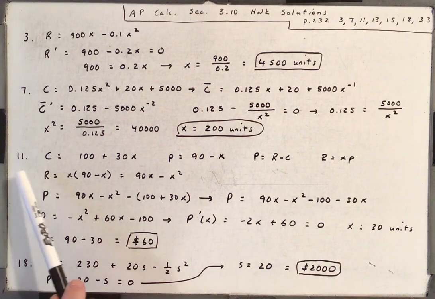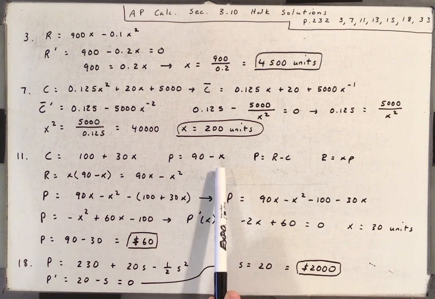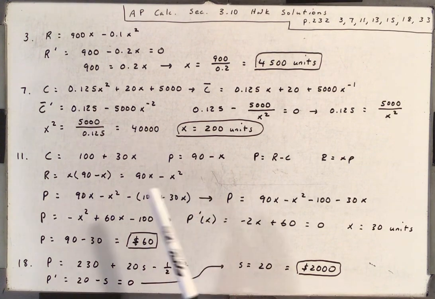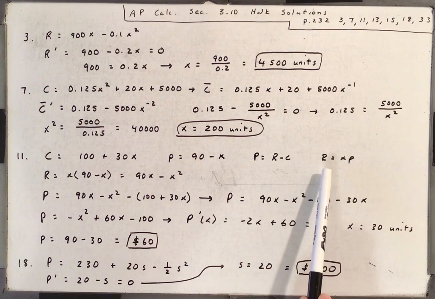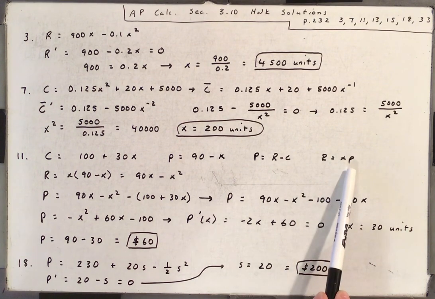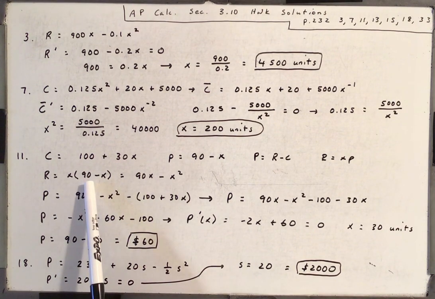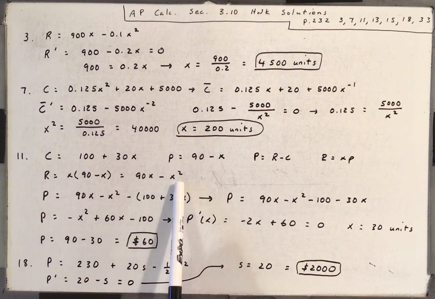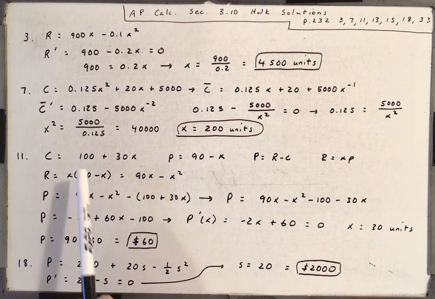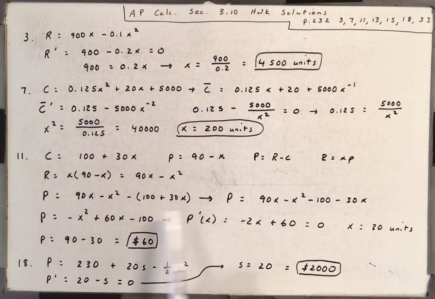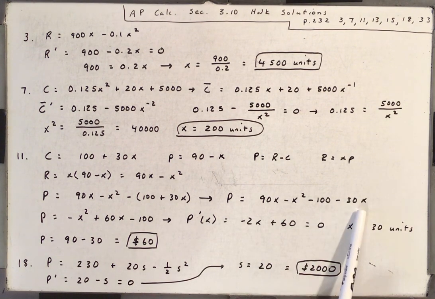All right, in number 11, we have a cost function, a price function, and we want to find the price that gives us maximum profit. Profit, which is big P, is revenue minus cost, and revenue is then x, the number of units, times the price. So first of all, we need to get revenue, and we're going to do x times the price function. So that'd be 90x minus x squared. Profit is revenue minus cost. We have to be careful to distribute that negative sign across both elements of cost. So that would give us 90x minus x squared minus 100 minus 30x.